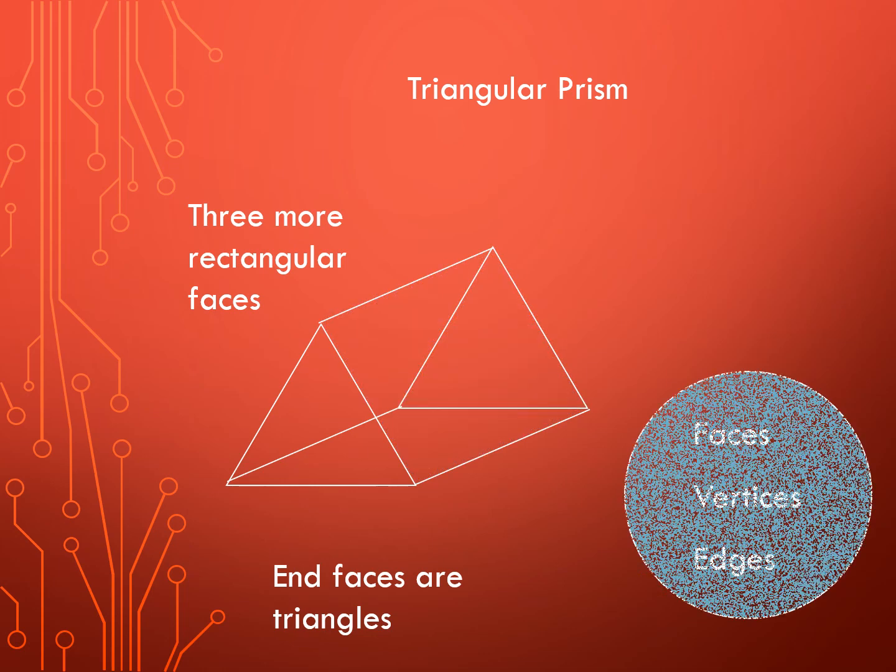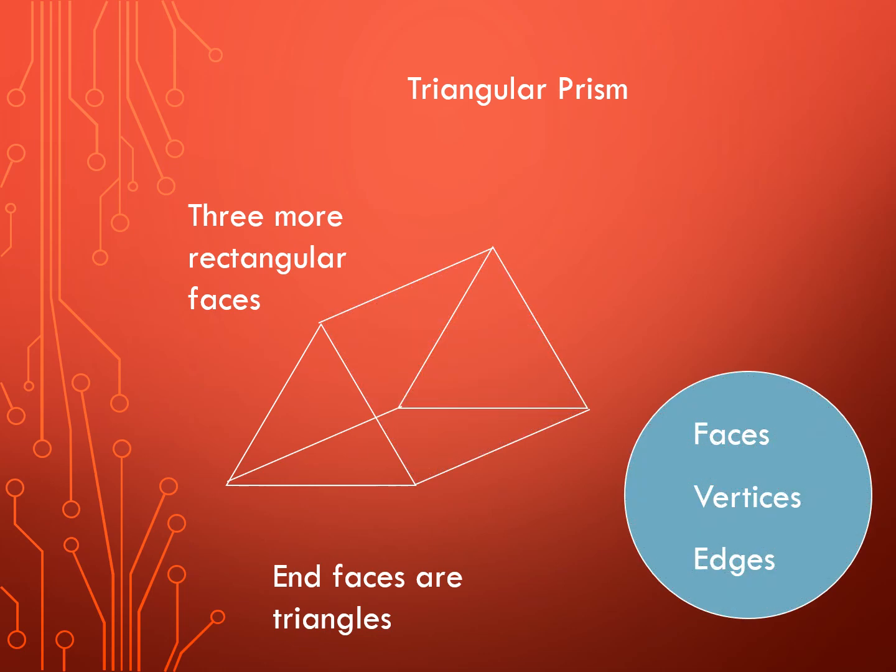So when we come to have a look at this, how many faces do we have? We've got 3 rectangular and 2 triangles, so we've got 5. How many vertices do we have? We've got 6 cornery bits, so we've got 6 vertices. And then how many edges do we have? We've got 9 edges. We've got 3 in the front triangle, 3 in the back triangle, and then another 3 edges to join them.